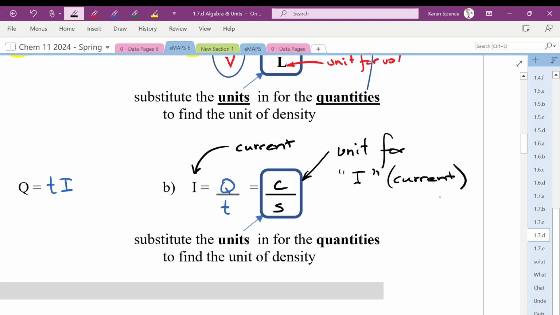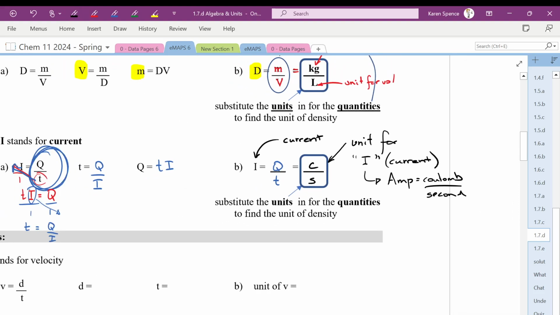Okay? I don't know if you guys have learned any other units for current. Amperes? No? Maybe? Have you guys heard of amps? Okay, another unit for current is an amp. But an amp is just equal to a coulomb per second. They are the same thing. Amp is just a way to shorten it.